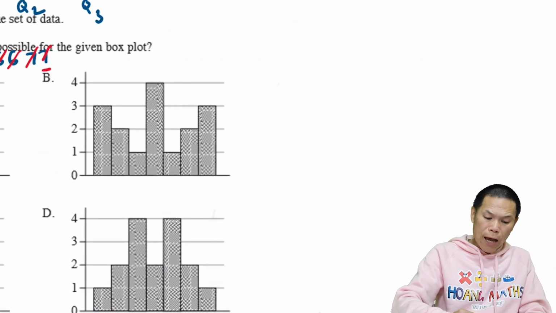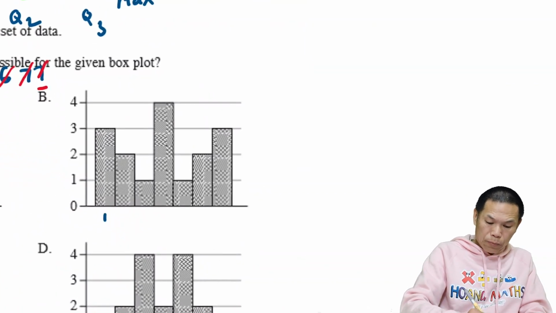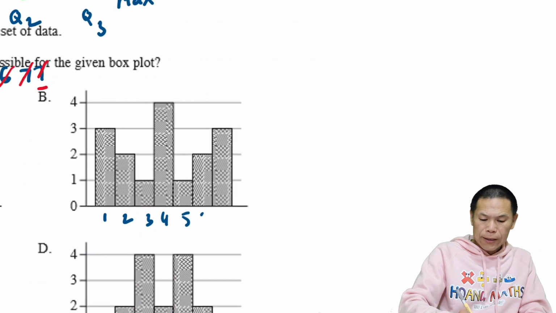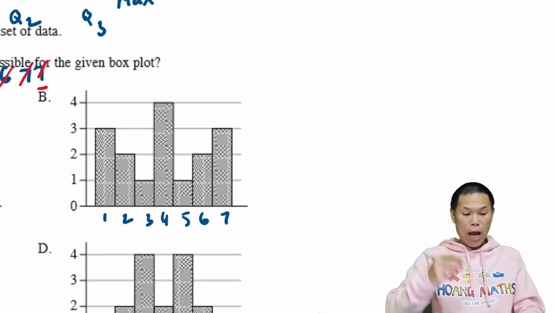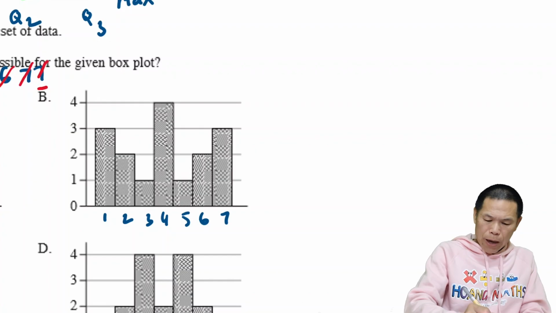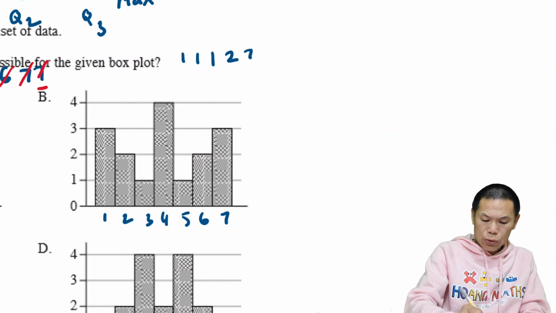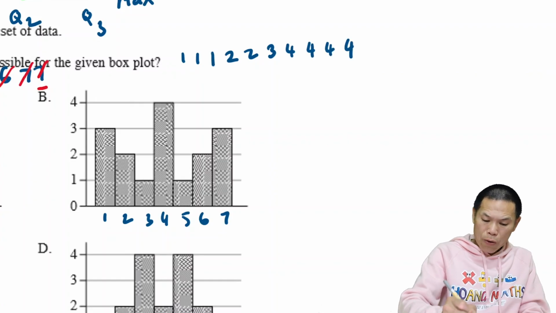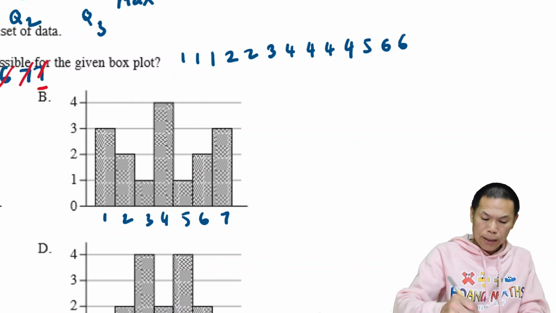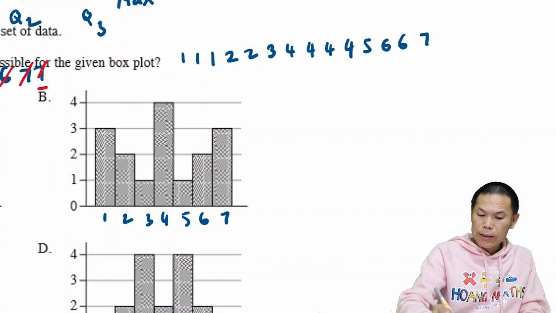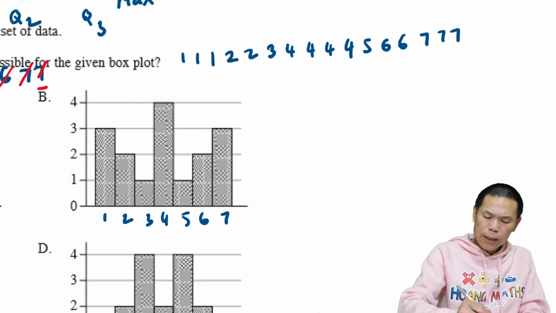Option B, if you like. Scores 1 to 7. 1 comes out 3 times, so we have 1, 1, 1. 2 comes out 2 times. 3 is just 1. 4, the frequency of 4 is 4. 5 is 1. 6 is 2 times, 6, 6. And 7 is 3 times, 7, 7, 7.